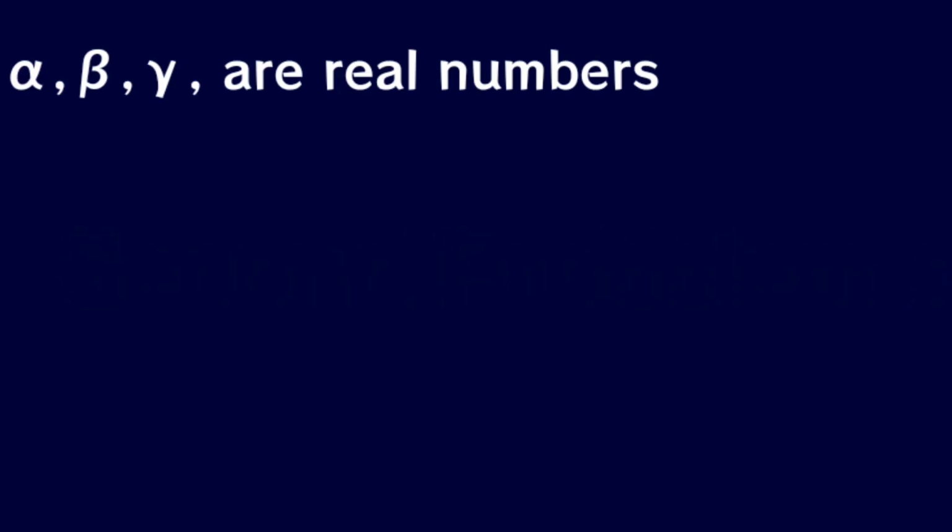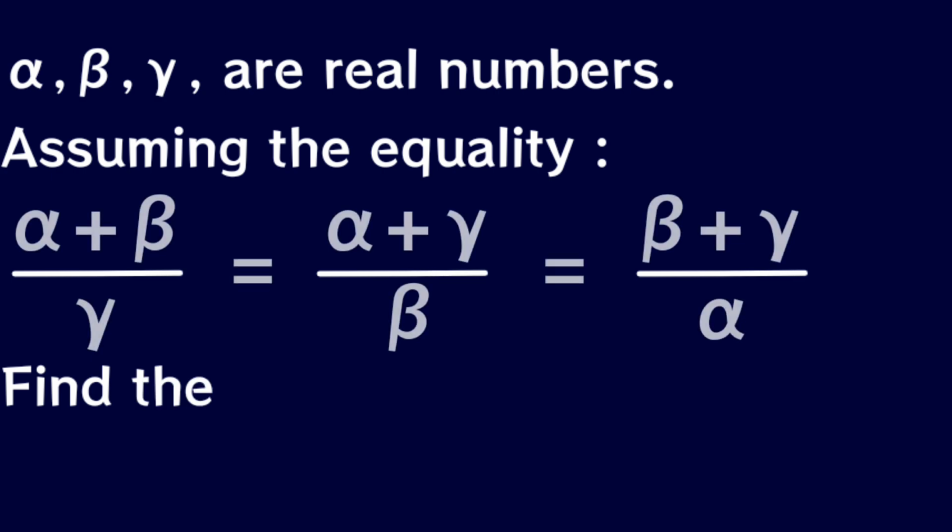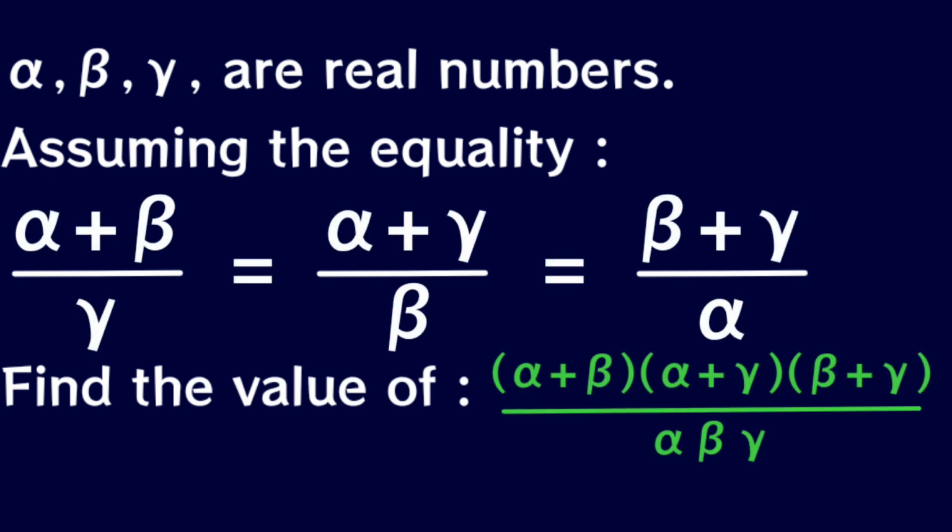Alpha, beta, gamma are real numbers, assuming the equalities. Can you find this value? Pause the video and try to solve the problem.